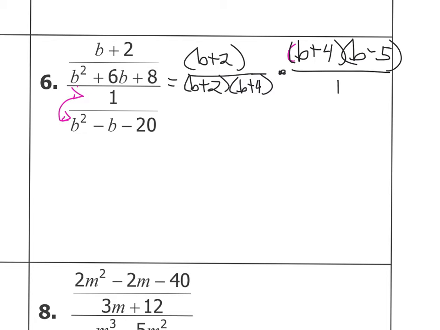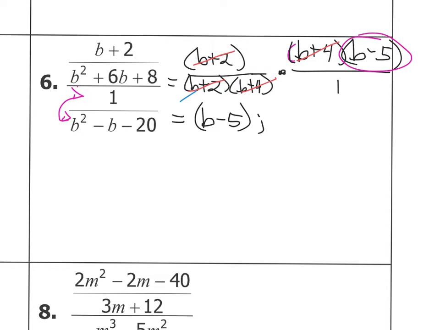So now I can cancel diagonally and see now it's a piece of cake. I can also cancel vertically. So because the b plus 2's are vertical, I can cancel those. And the b plus 4's are diagonal to each other, I can cancel those, so long as I cancel one thing in the numerator with one thing in the denominator. That leaves me only with b minus 5 over 1. So that means that my answer is b minus 5. I will keep that in parentheses just because we also have to do restrictions.